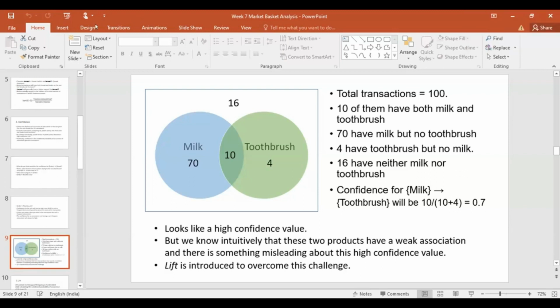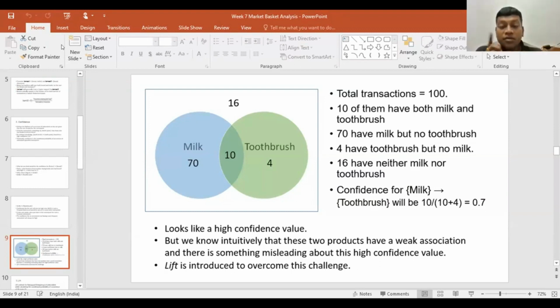I have a confusion. It's 70 plus 16 plus 4, it should be 90 total transactions. No, 70. Why should we take that common thing together? It should be 70 plus 16 plus 4. What is the issue? Once again, let me just adjust the screen. It should be 70 plus 16 plus 4 total transactions.